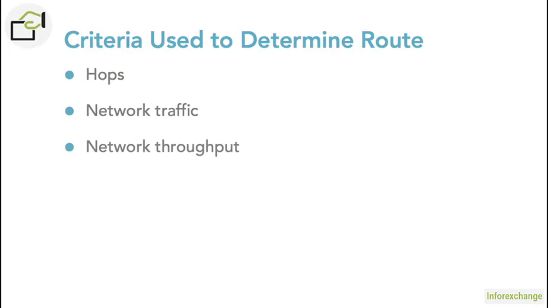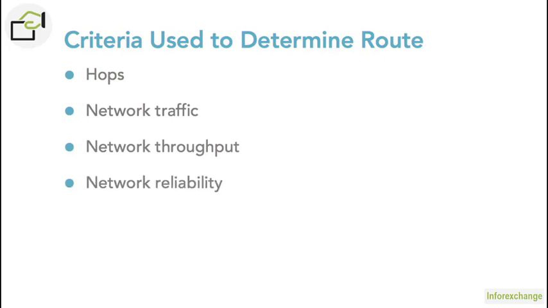Routers will look at the throughput of various routes to different destinations, and they'll see the route that takes the least time to send the data through, and they'll choose that route as opposed to a route that has slower throughput. Another criteria routers can use is network reliability.